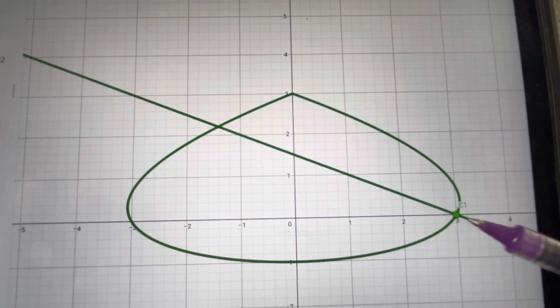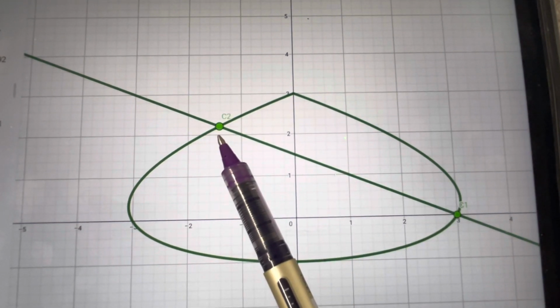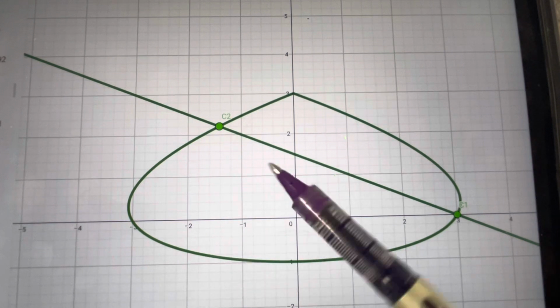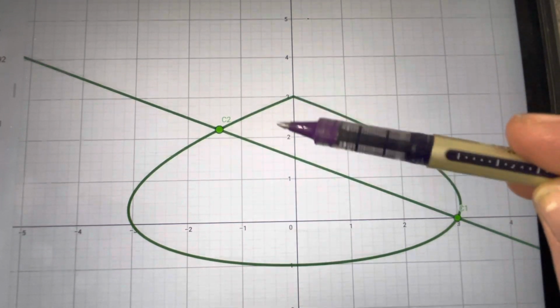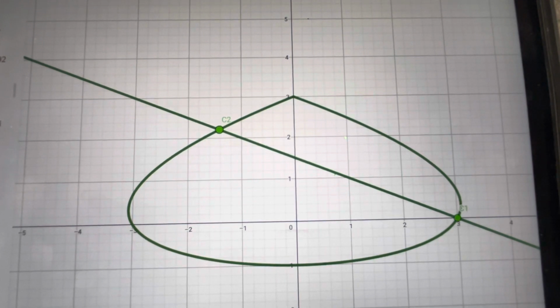And we're looking for where this normal intersects the curve again. So we're looking for this point here. There it is, C2. And we can see clearly that C2 has an x-coordinate somewhere between minus 2 and minus 1, and a y-coordinate somewhere between 2 and 3. So that's the kind of answer we're expecting when we get to the end of this question.